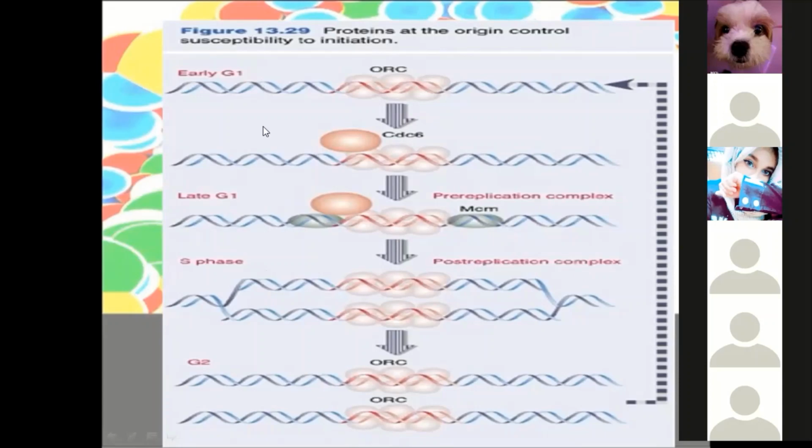And at the G2 stage, again it is the same thing. When the cell enters the G1 phase again after mitosis, these things will help for replication. And once the replication is over, again this kind of situation comes.